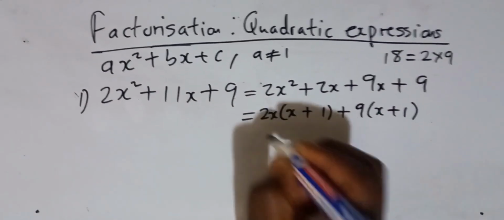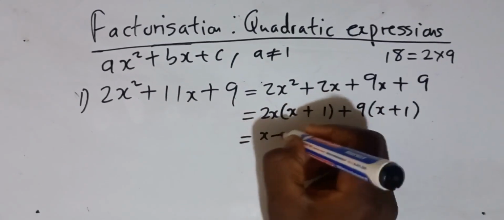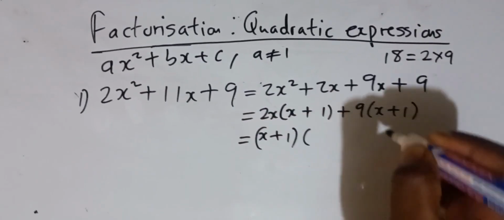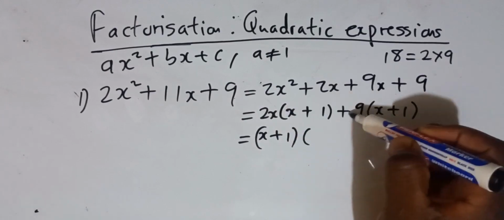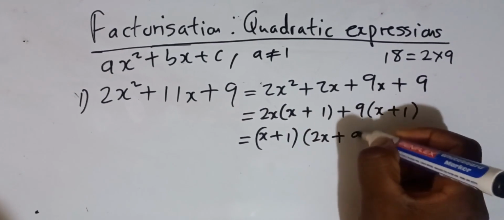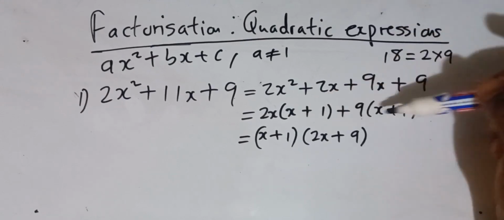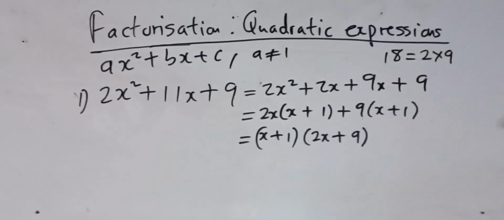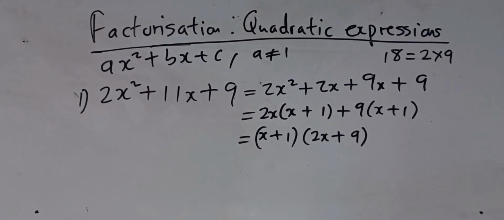After doing that, we now take the first bracket as x plus 1, then times the second bracket, which is formed by 2x, then plus 9. So we have 2x plus 9. Remember, these two brackets, when you reach this stage, have to be the same. So this gives us our final answer.